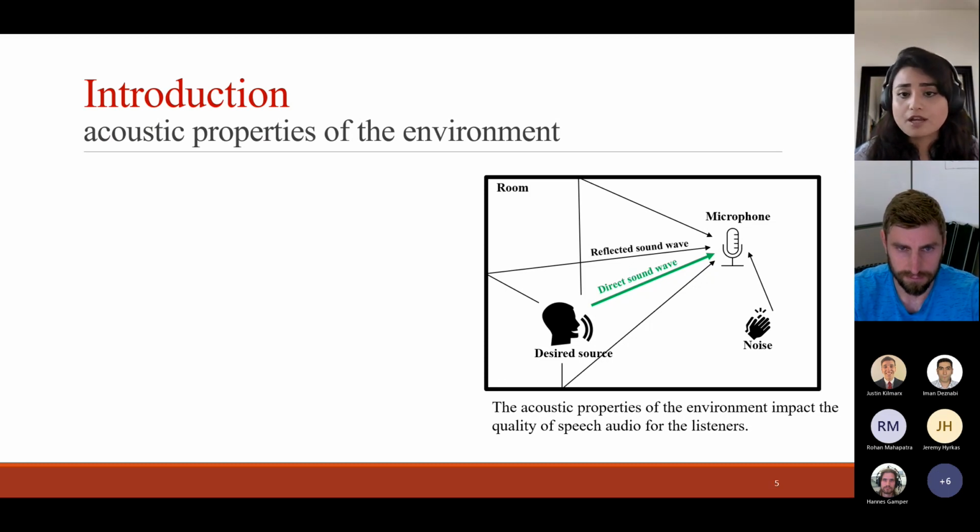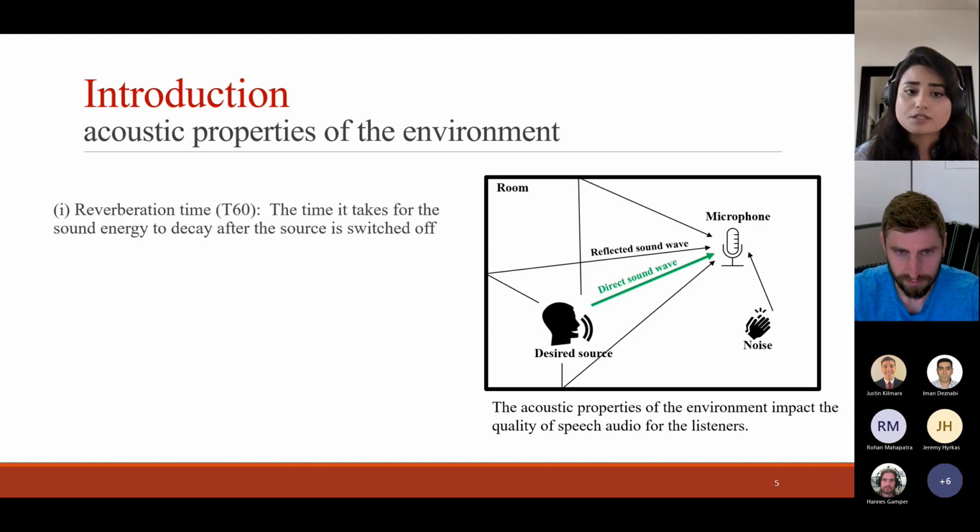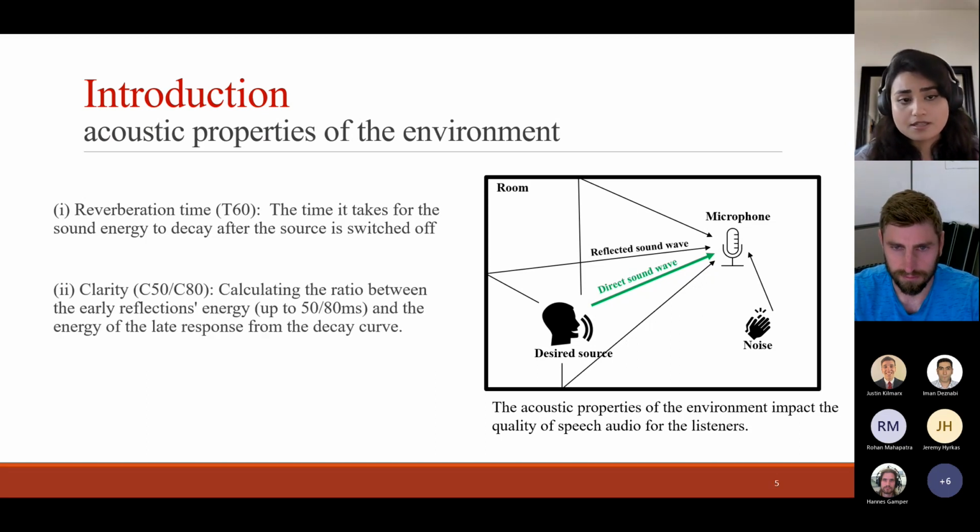So for quantifying the acoustic parameters of the room, there are two important variables that are used in the literature. T60, or reverberation time, which is the time it takes the sound energy to decay after the source is switched off. The second one is clarity, or C50, which calculates the ratio between the early energy and the energy of the late response from the decay curve.